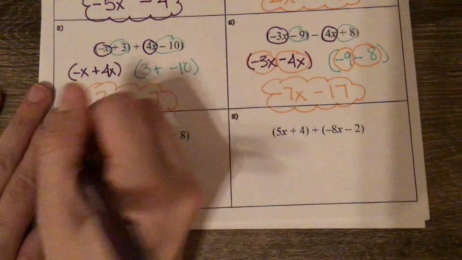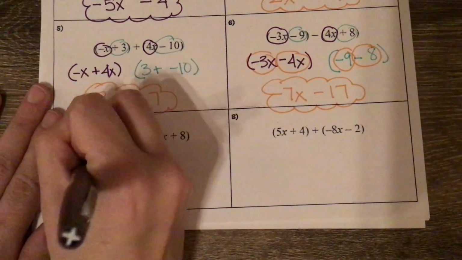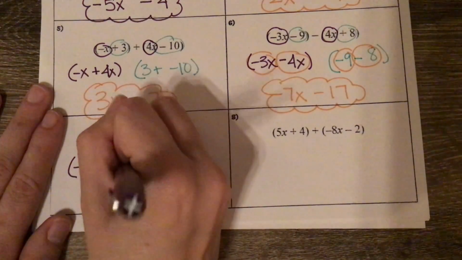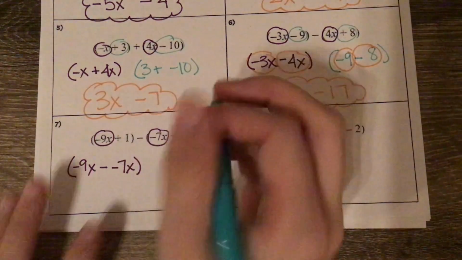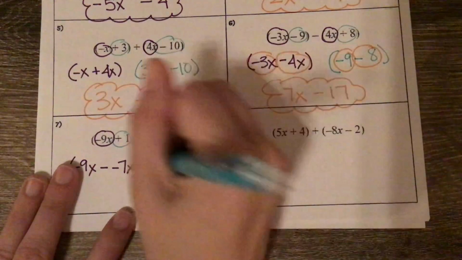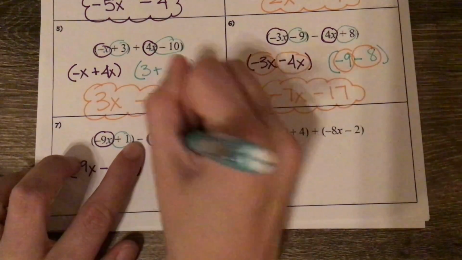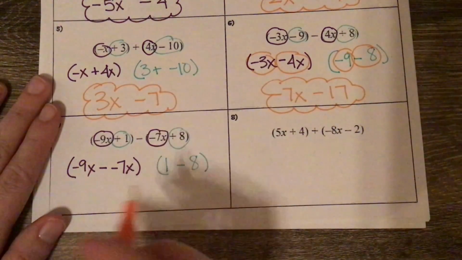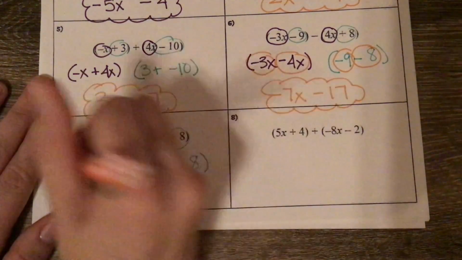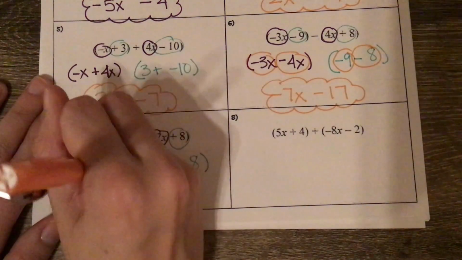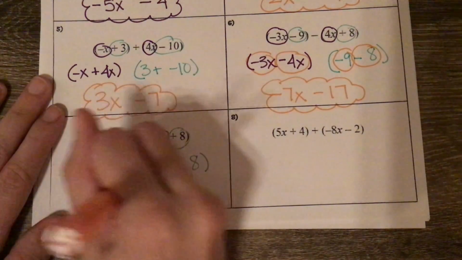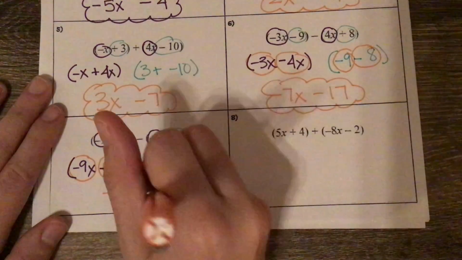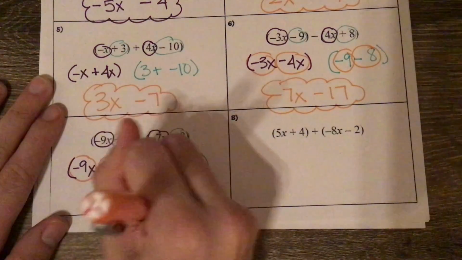Number 7, we've got negative 9x minus negative 7x. And we've got 1 minus 8. We see this minus a negative, that means plus a positive. So we have negative 9x plus positive 7x, which equals negative 2x. We have 1 minus 8, which is negative 7.